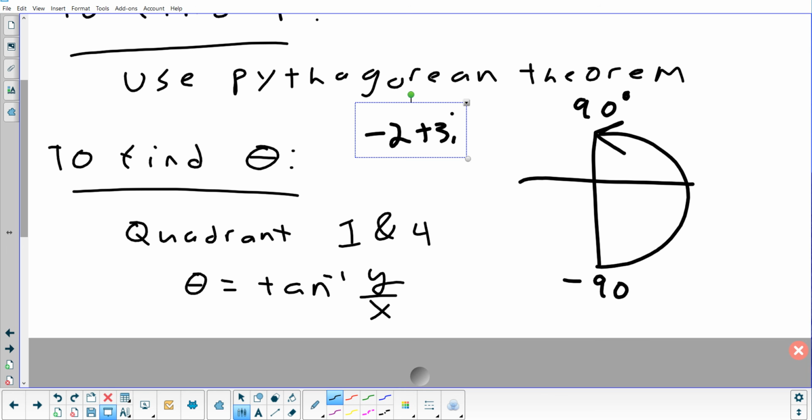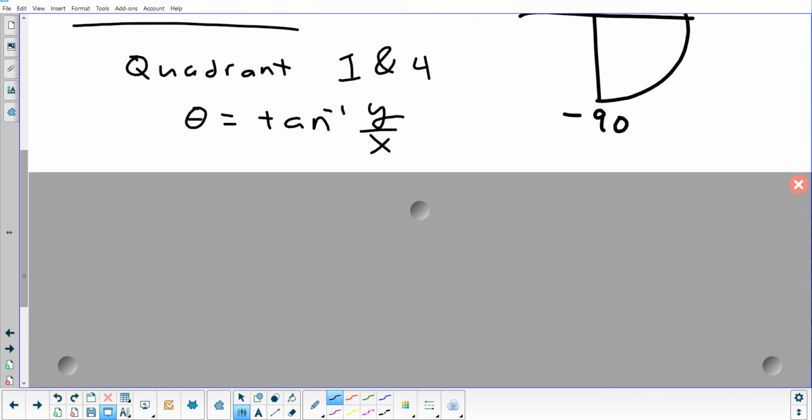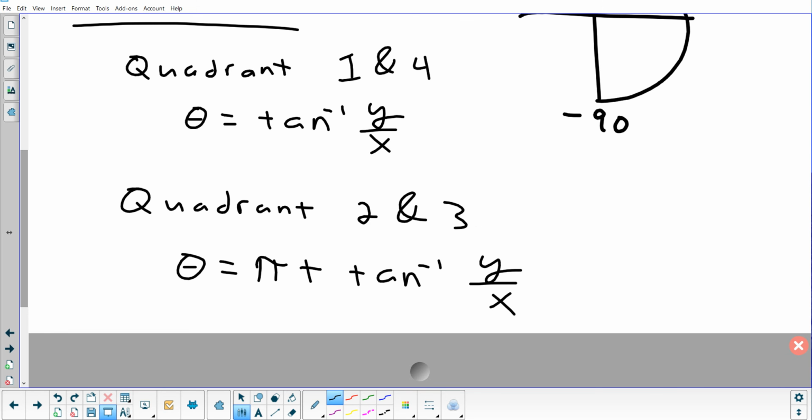So what we have to do to get answers in quadrants 2 and 3, very simple. All you have to do is add 180 to your answer, or pi if you're doing it in radians. So if you graph your point and it's in quadrants 2 or 3, you're still going to use inverse tangent. But almost think of it like a reference angle. It's not your final answer. You have to add 180 to it.